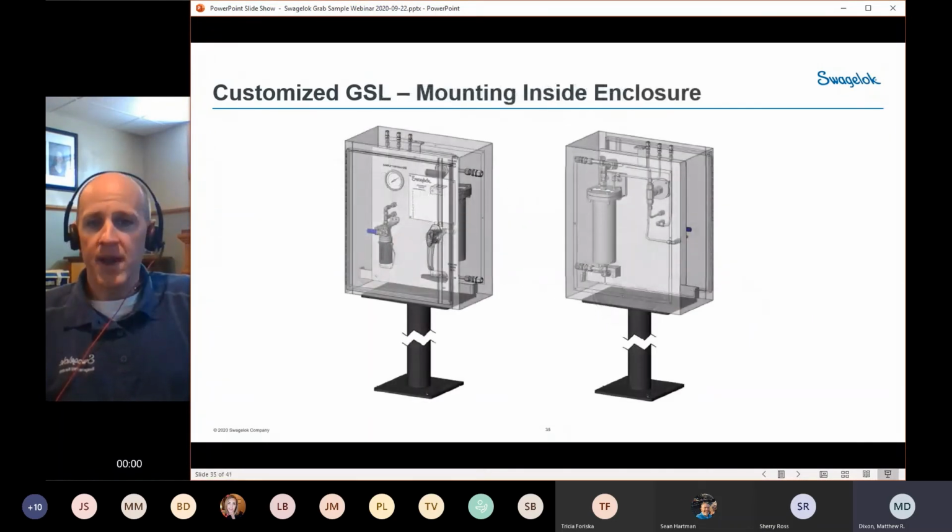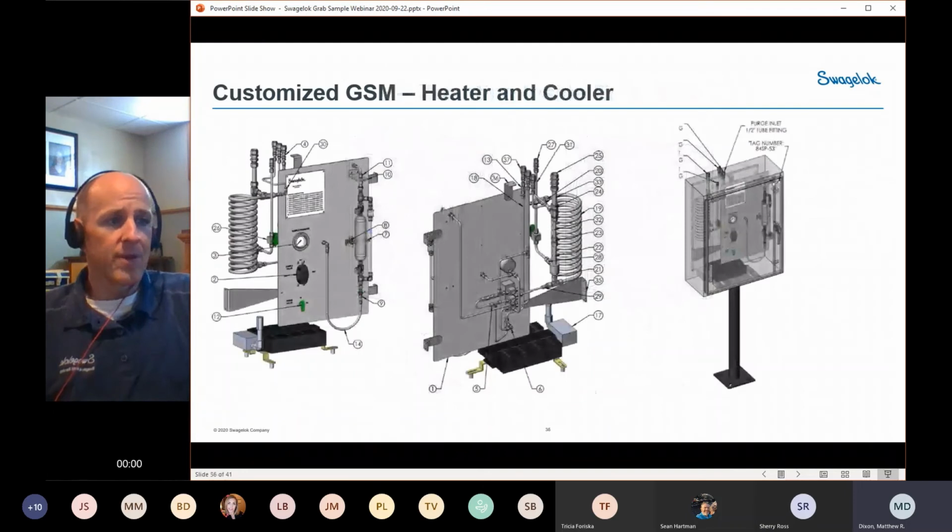Or maybe you want that grab sample panel, that GSL panel, but you wanted an enclosure. Whether it's heated or not, maybe you just want to protect it or keep the sun off of it. Here's an example. Or maybe you do want it heated. So in this case, this one's in an enclosure, has a heater on it, and oh, by the way, the sample itself is a hot gas, and so we do need to cool that down before we put it into the sample container. So as a result, we have a cooler on here.